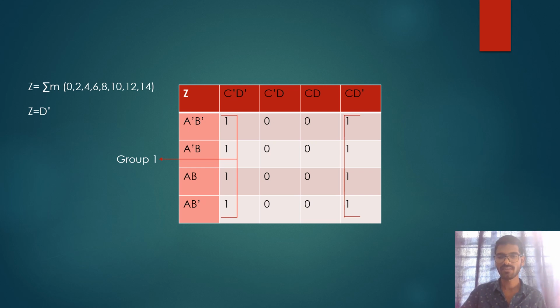Now let us simplify it. Here also A bar B bar, A bar B, A B and A B bar all cancel each other. So we are left with C bar D bar and C D bar. Among these two, which is common? D bar is common. So the answer for this octet is D bar.